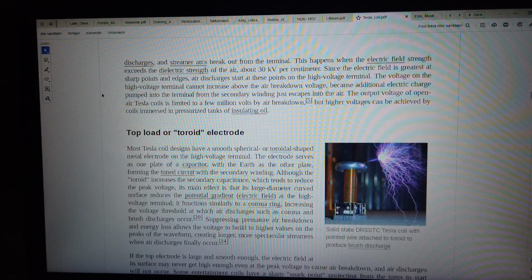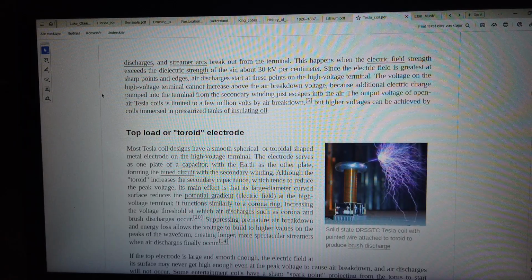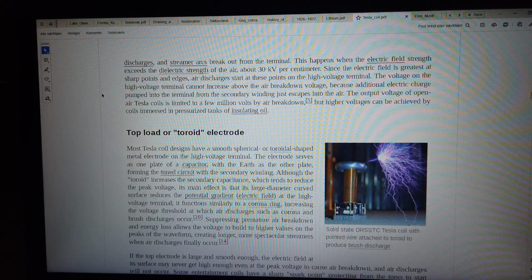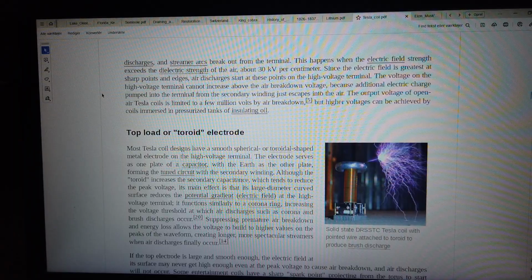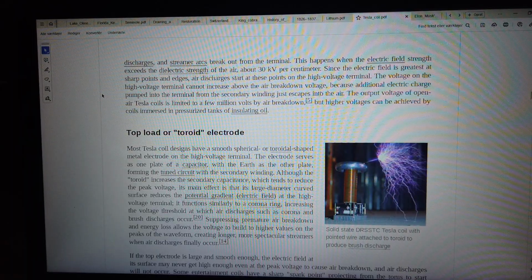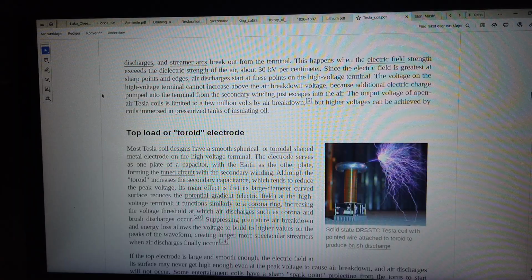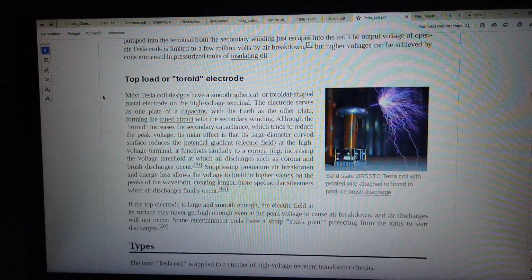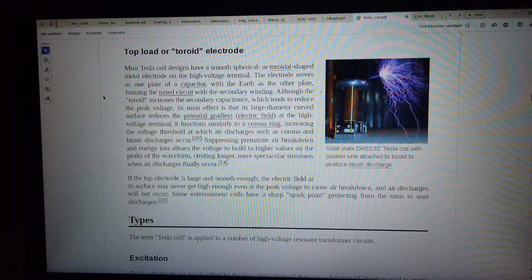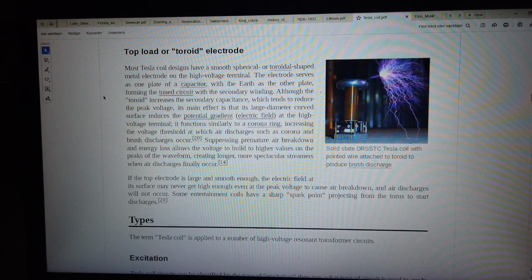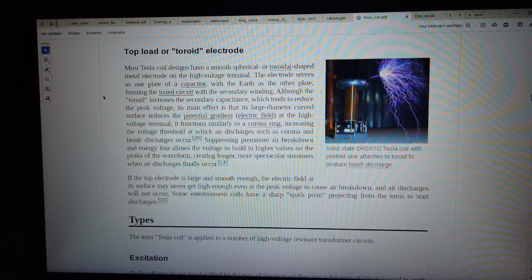Most Tesla coil designs have a smooth spherical or toroidal shaped metal electrode on the high voltage terminal. The electrode serves as one plate of a capacitor, with the earth as the other plate, forming the tuned circuit with the secondary winding. Although the toroid increases the secondary capacitance, which tends to reduce peak voltage, its main effect is that its large diameter curved surface reduces the potential gradient, the electric field, at the high voltage terminal.